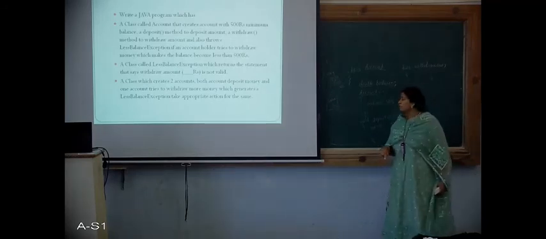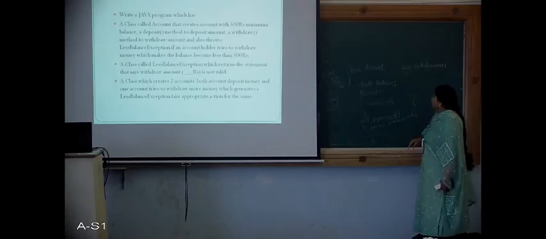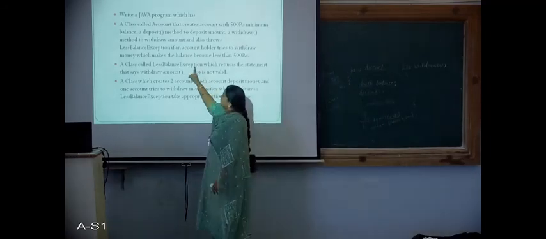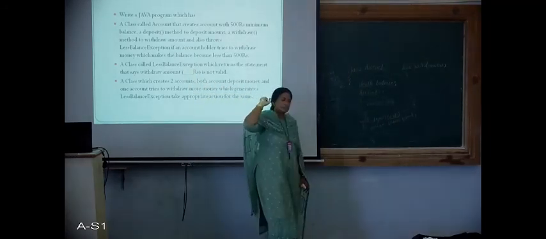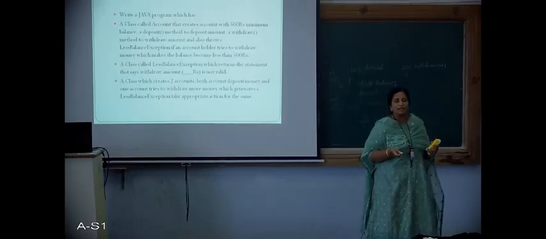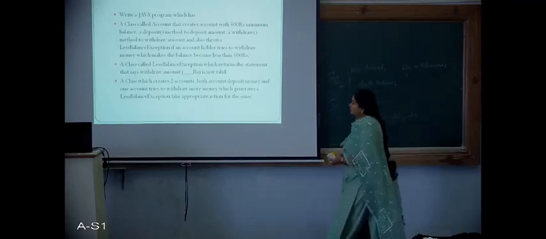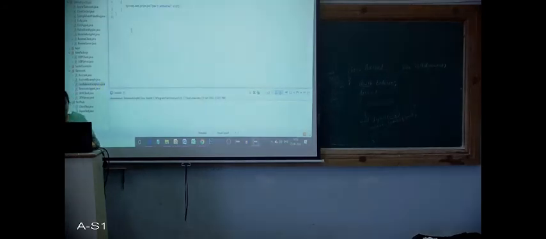Correct? It should throw the exception. So we have to create this less balance exception first. Correct? This less balance exception is a user defined exception. Right? So here I will show you how it can be written, because on the board I do not have space to write all this. I will explain this with this particular example.